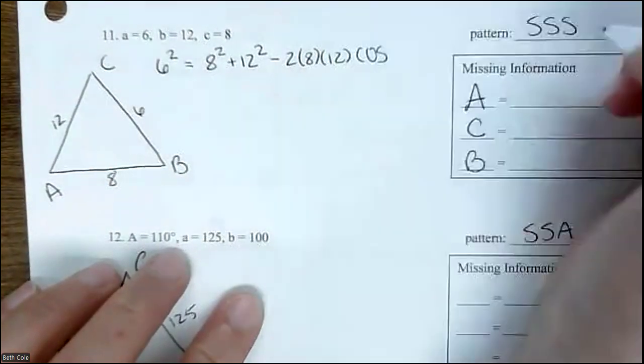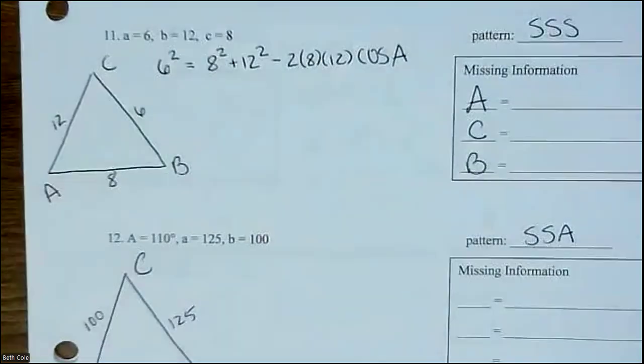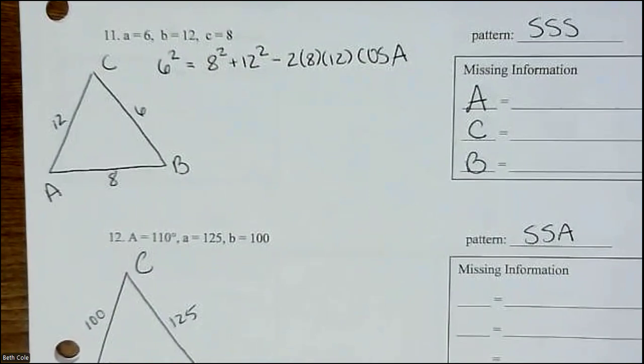And then cosine of A. I'll tell you actually, the most common mistake I get with this is people put sine instead of cosine. And that blows my mind because it's the law of cosines, which is just weird. But anyway, that's the most common mistake I get with that one, to be honest with you.